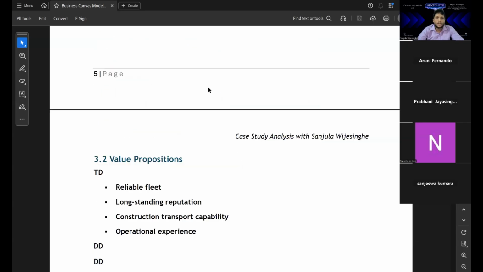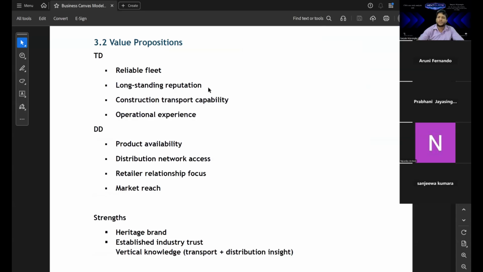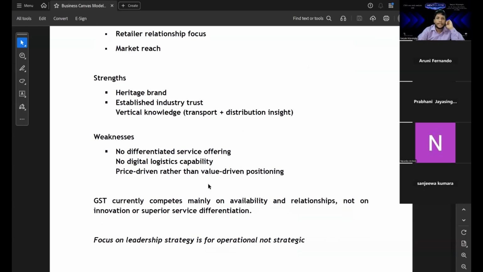Okay, now you see the value proposition also, right? How you are going to give superior value to your customers under transport division: reliable fleet, long standing reputation, construction transport capability, operational experience. Then the DD, when it comes to product availability, distribution network access, retailer relationship focus, and market reach. Those are the things that you need to discuss on the value proposition. How you are going to give superior value to your customers. That's all.